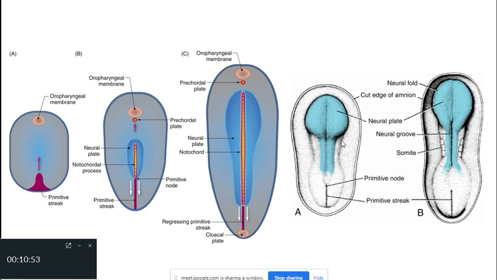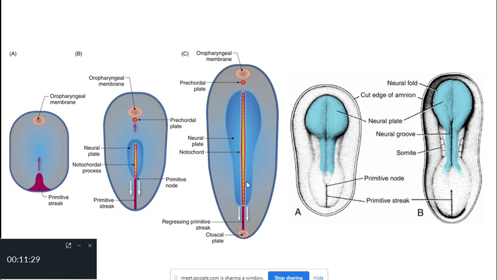Okay, it will start developing neural folds, and the neural folds finally come together, converge and form a neural groove, and finally it will develop into a neural tube. The same events which took place in frog neurulation, that is the neural plate formation, and the edges of the neural plate get folded to form neural folds. The neural folds start growing towards each other and finally they fuse to form the neural tube. Okay. So this is how neurulation takes place.